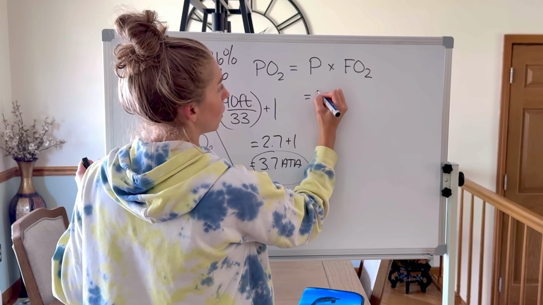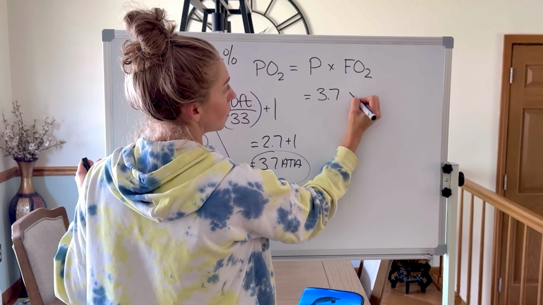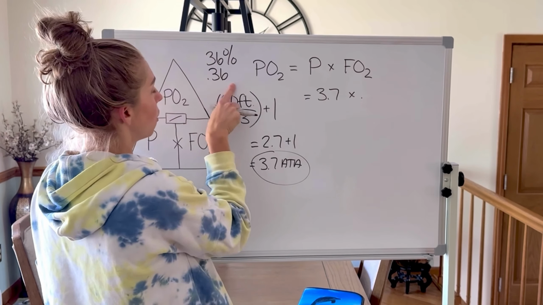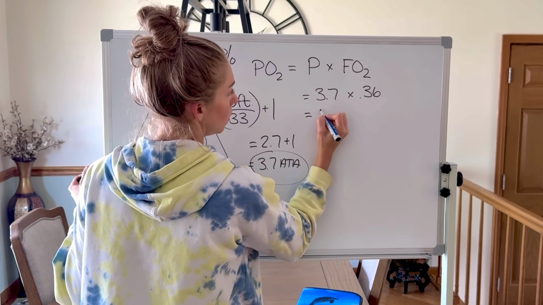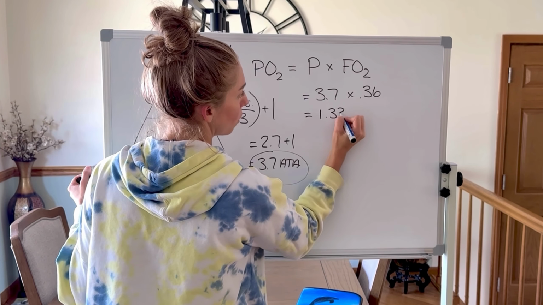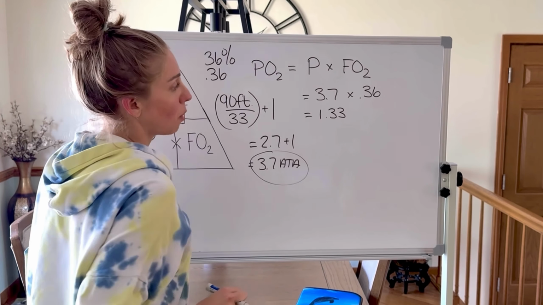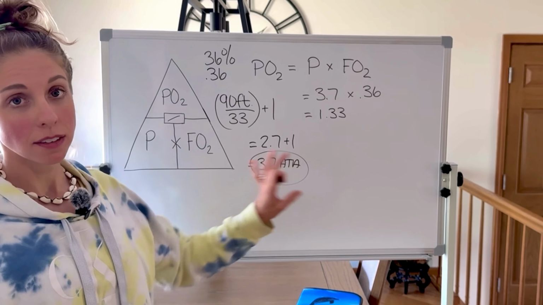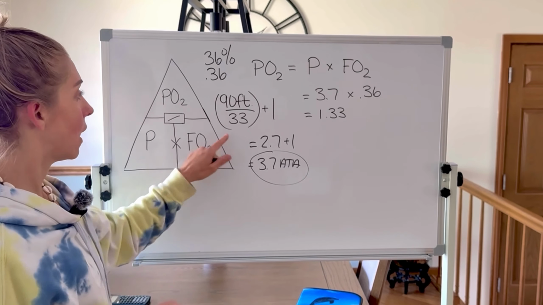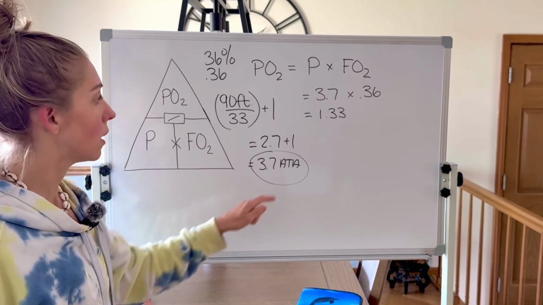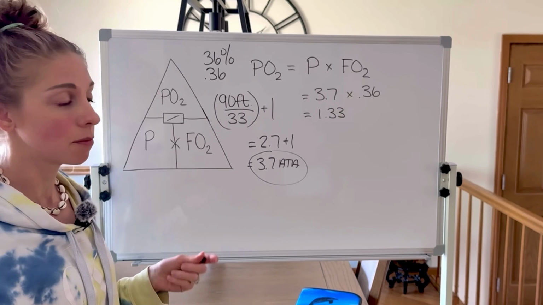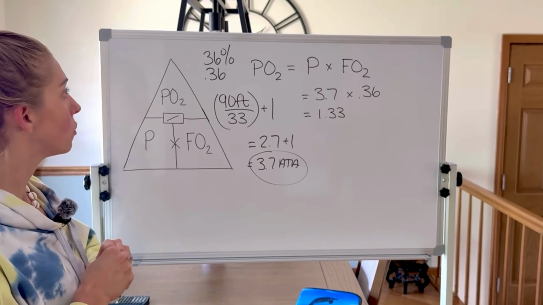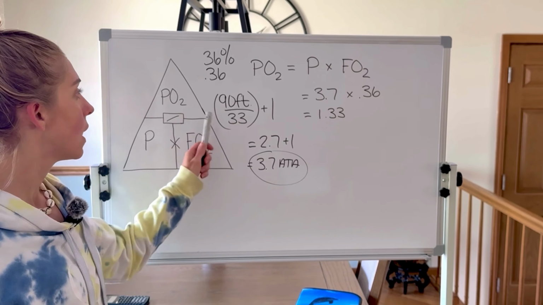So we're going to do 3.7 multiplied by 0.36. And that's going to give you 1.33 for your oxygen partial pressure. Is this a safe blend to use diving at 90 feet? Yes, it is, because it's not surpassing the 1.4 and you're within safe limits. So you would be able to use 36% oxygen at 90 feet.